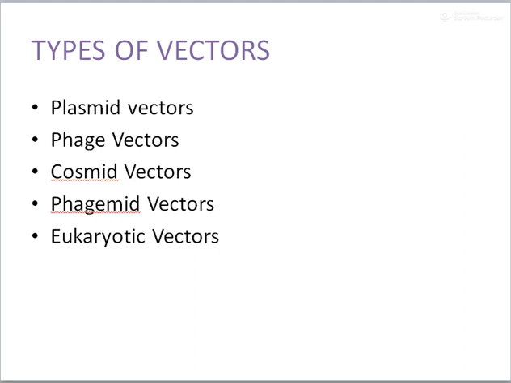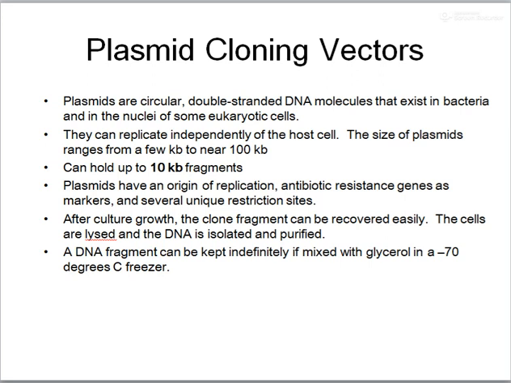So let's go into the details of the vectors. The first one that we are talking about today is the plasmid cloning vectors. The plasmid cloning vectors are basically plasmids, and they are circular double-stranded DNA molecules that normally exist in the bacteria and in the nuclei of some eukaryotic cells. Plasmids can replicate independently in the host cell, and the size of the plasmid in different organisms varies from about a few kbs to nearly 100 kbs.